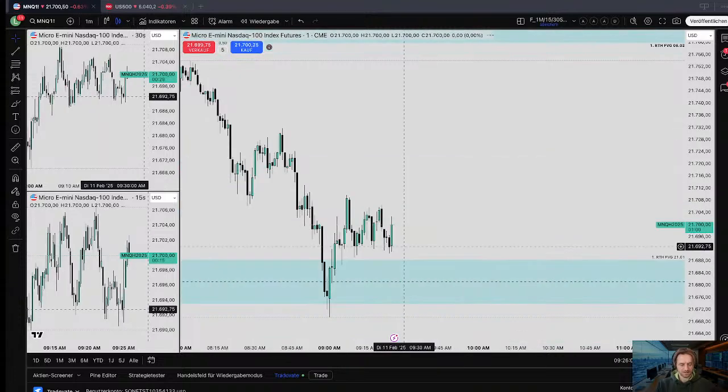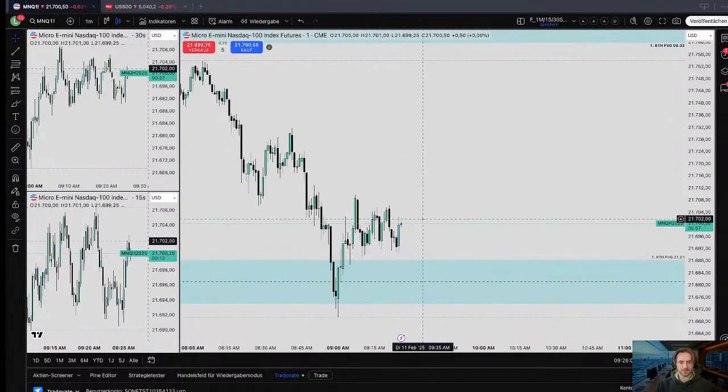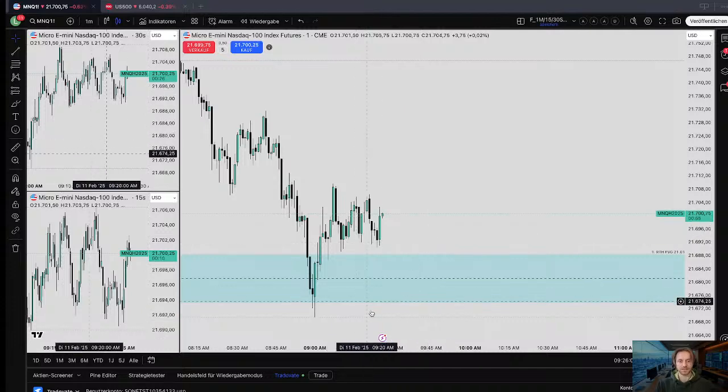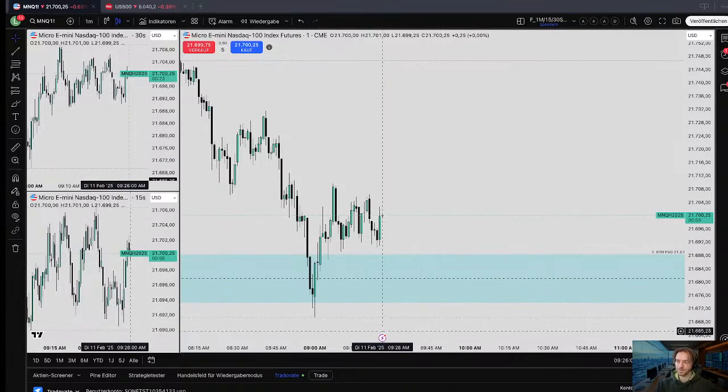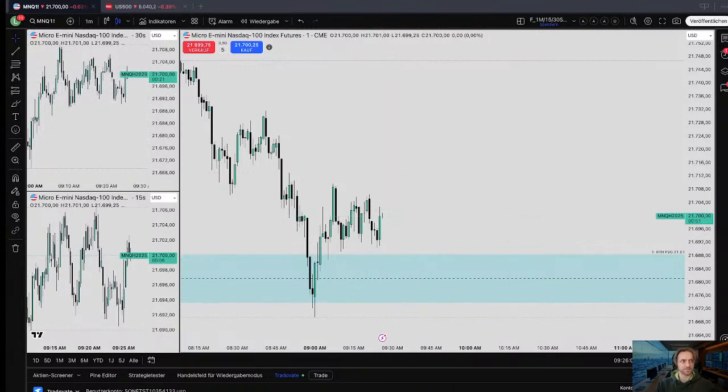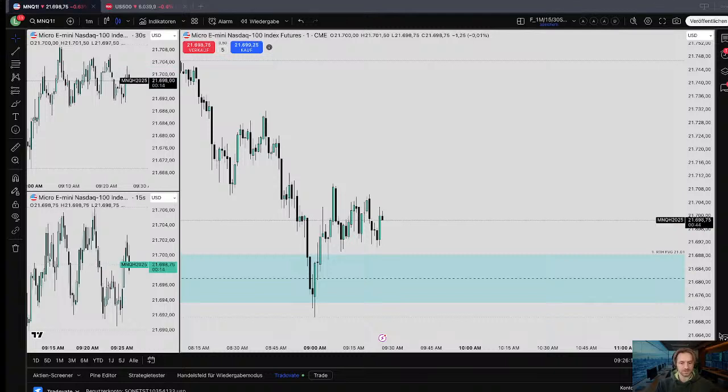So let's see what price is making on the 1 minute. We got a consolidation here. I don't want to see it pushing down more. I would love to see it staying where it is, right?